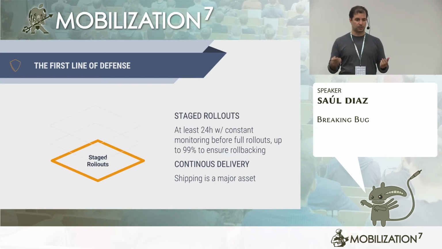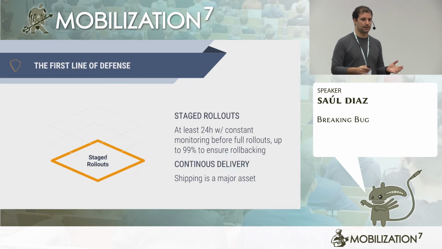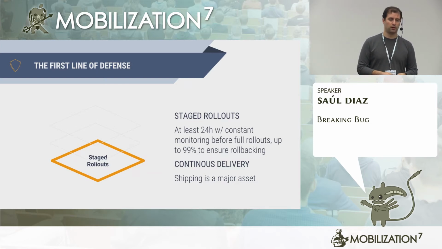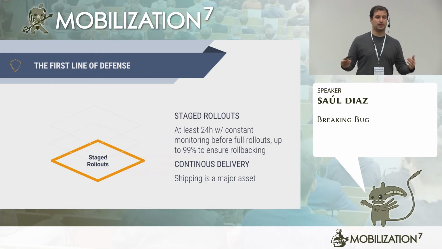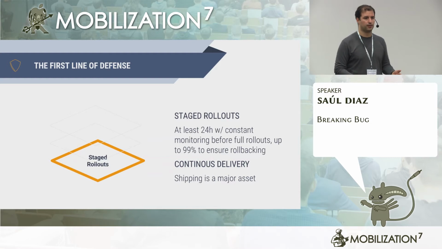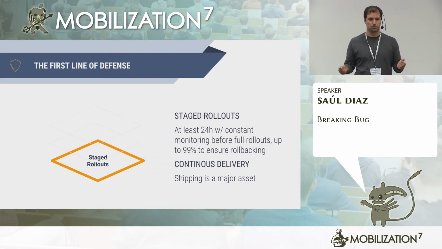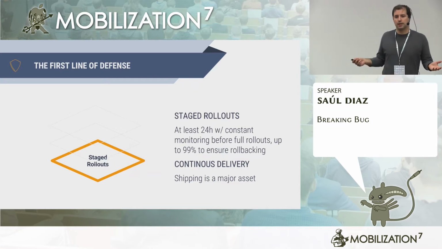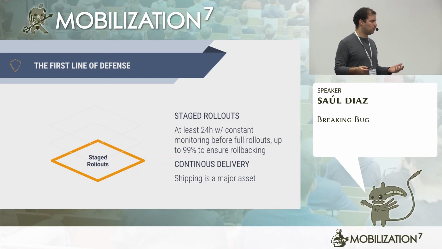All the production releases go through staged rollouts on Google Play, and we require that they stay at least 24 hours under monitoring at 30%. And even when we do a full release, we release at 99%. So in case anything happens, we can roll back that release to the earlier version, which is supposed to be stable. But anyway, this bug had permeated all these lines of defense, and we had no clue what was going on.